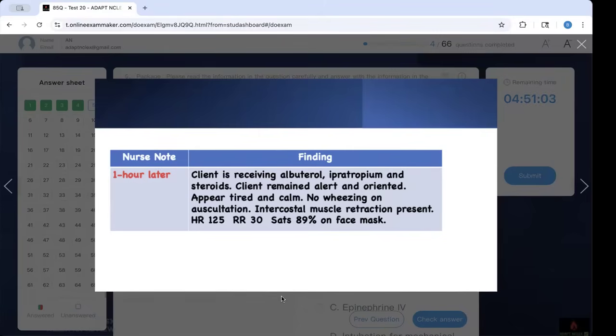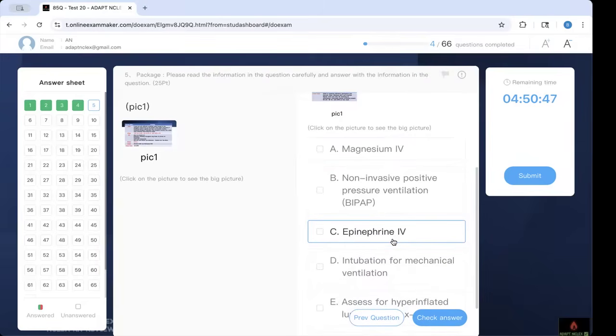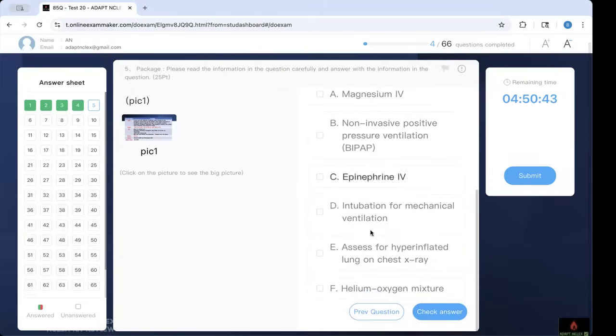Intercostal muscle retraction is present. What are we having? We're getting into trouble and we've got to do something about it. Heart rate is 125, respiratory rate of 30, saturation of 89 on face mask. This patient is not doing well. What is the treatment of status asthmaticus? Magnesium, BiPAP, epinephrine, intubation, assessing for hyperinflation on the X-ray, and giving them oxygen mixed with helium to open the airway.